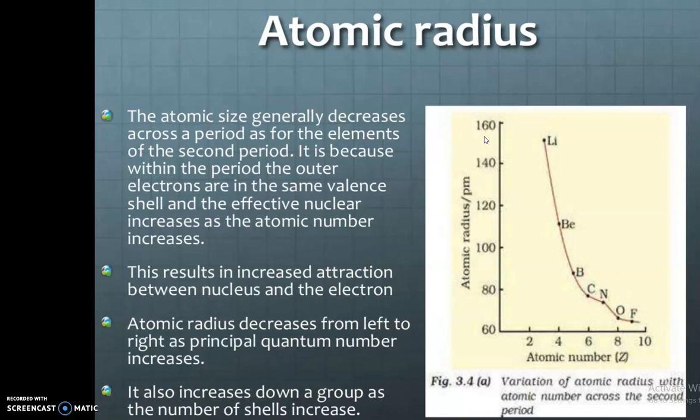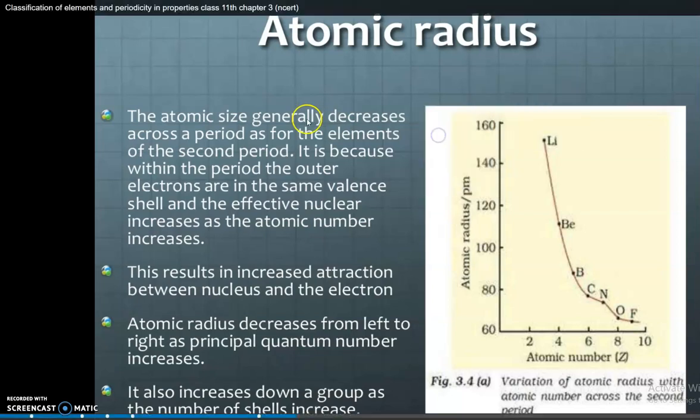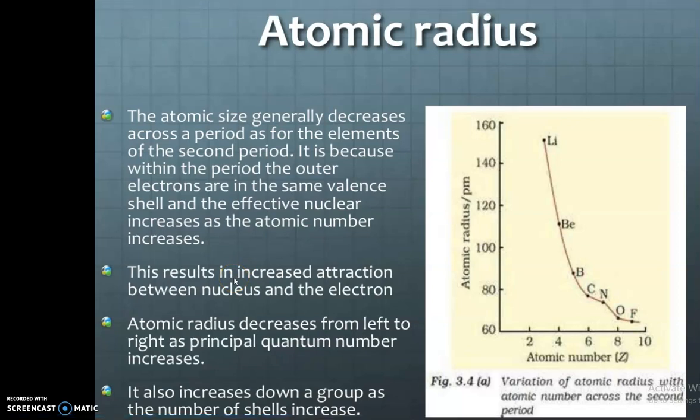As we check in the periodic table, the general trend is that atomic size generally decreases across a period. Why? Because within the period, the outer electrons are in the same valence shell, so the effective nuclear charge increases as the atomic number increases. There will be increased attraction between the nucleus and the electrons. That's why the size will decrease. But in the case of a group, as we move down, the atomic number increases and the number of shells increases, so the size of the atom will increase.